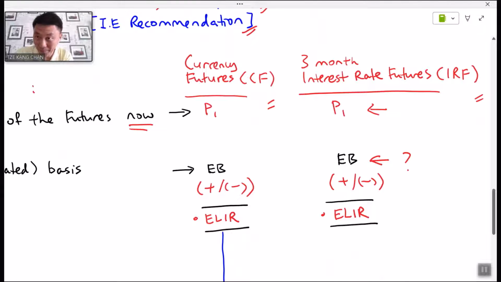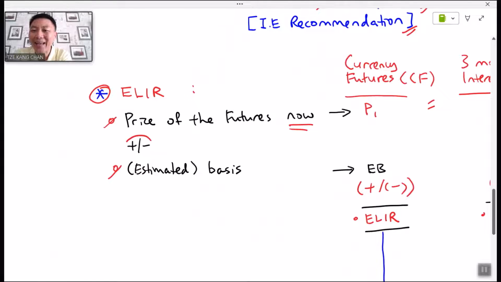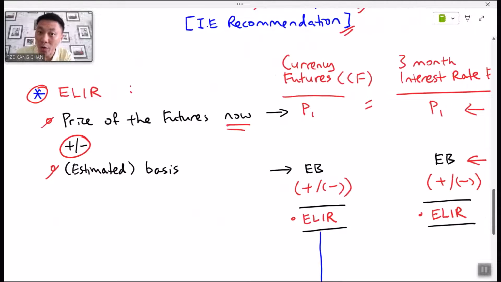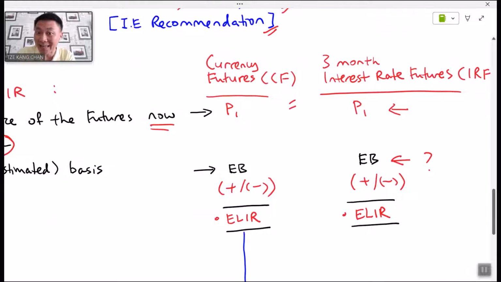is accurate. Because by adding the price of the futures contract now and the estimated basis, should the basis show to be negative, the ELIR is the net of the results between P1 and EB. Whereas if the basis turns out to be positive, then the ELIR is the total of both numbers.